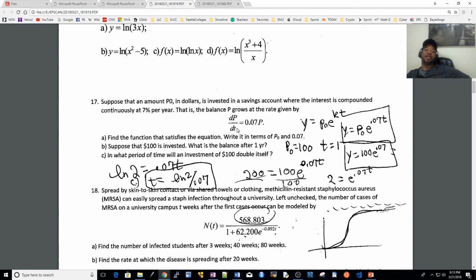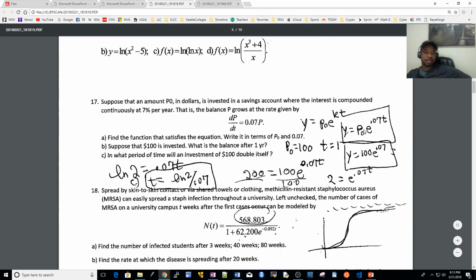Hey, this is actually a differential equation. This wasn't fair. It wasn't. This is very high level mathematics, but it turns out the solution to this differential equation is y equals P naught e to the kt power, where P naught is the initial value.